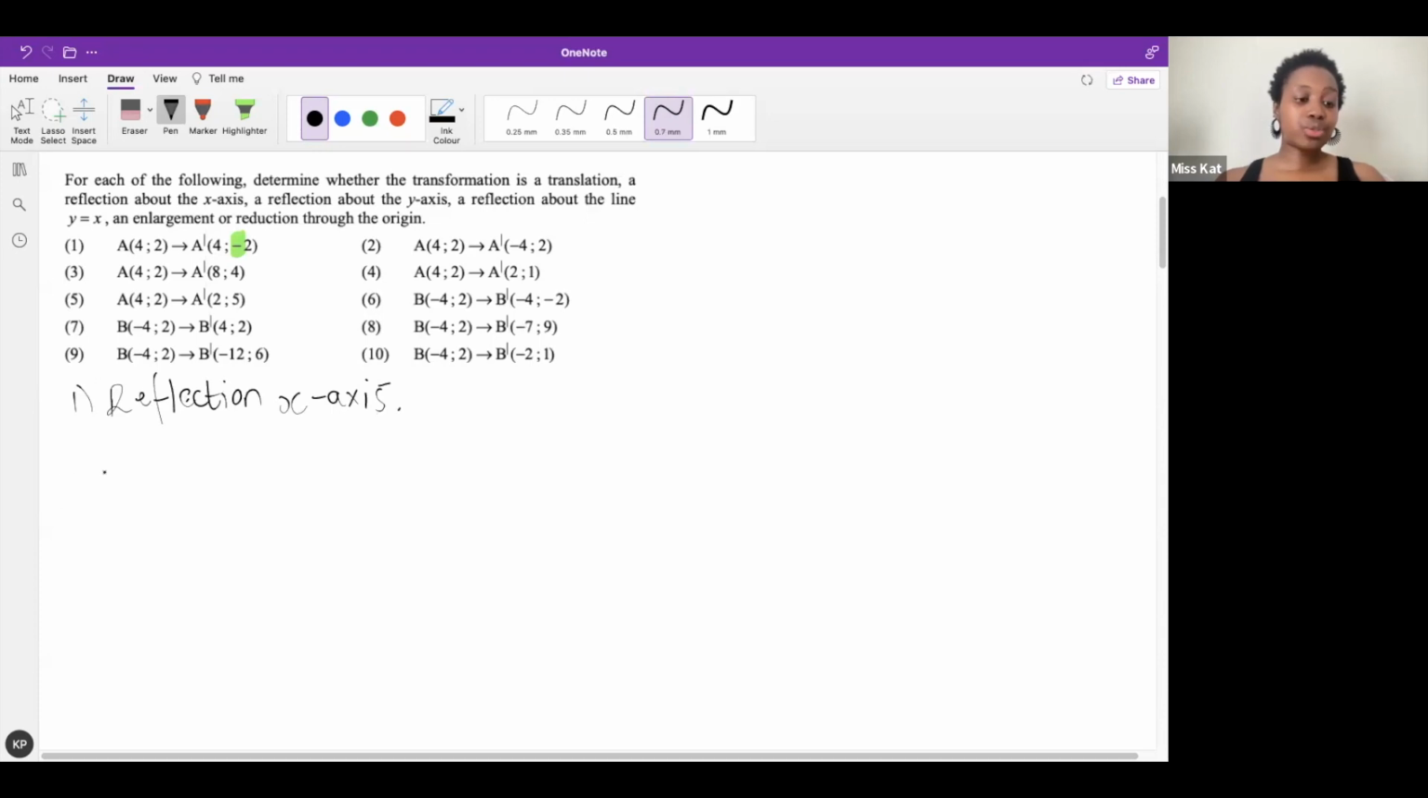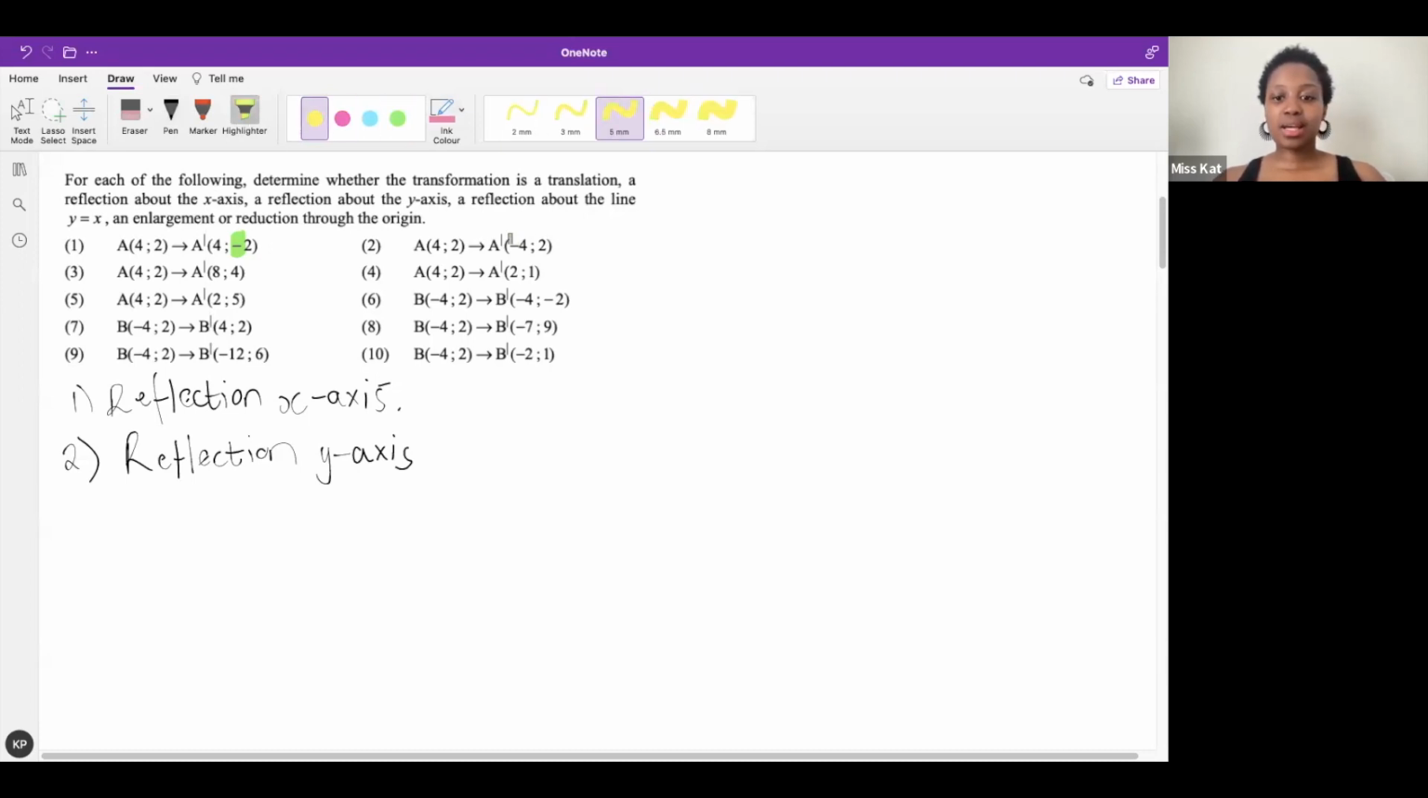Okay, what about number 2? Let's see if you guys can get number 2. Let's hear. Thank you, Sia. It's the reflection on the y-axis. And we know that because this time it is the x-coordinate that has changed signs. Nice. And now we have number 3.